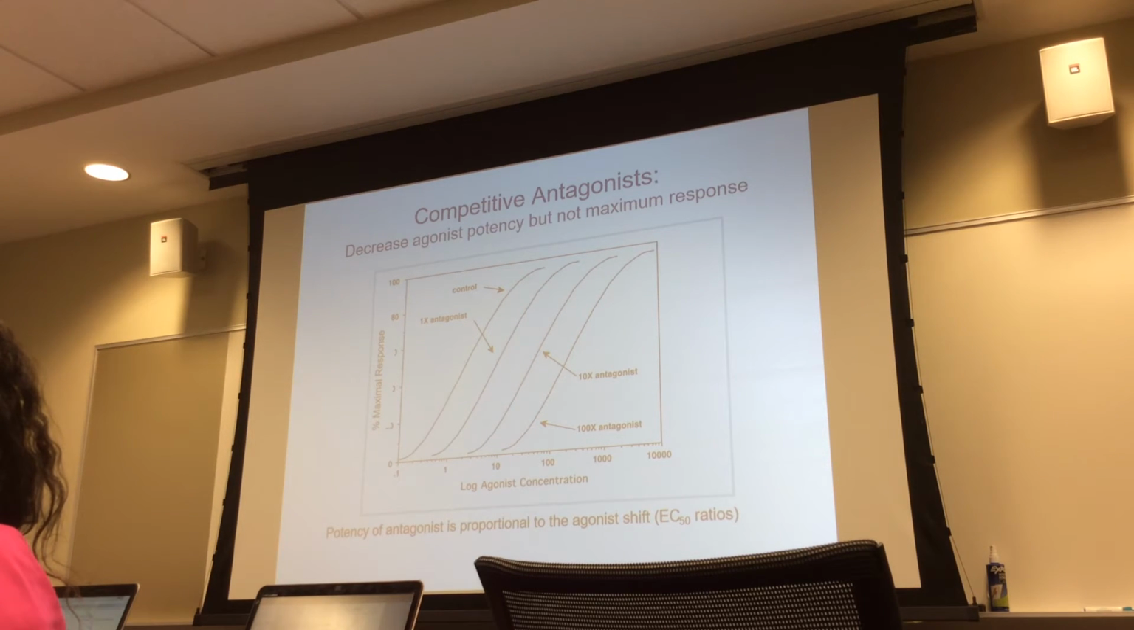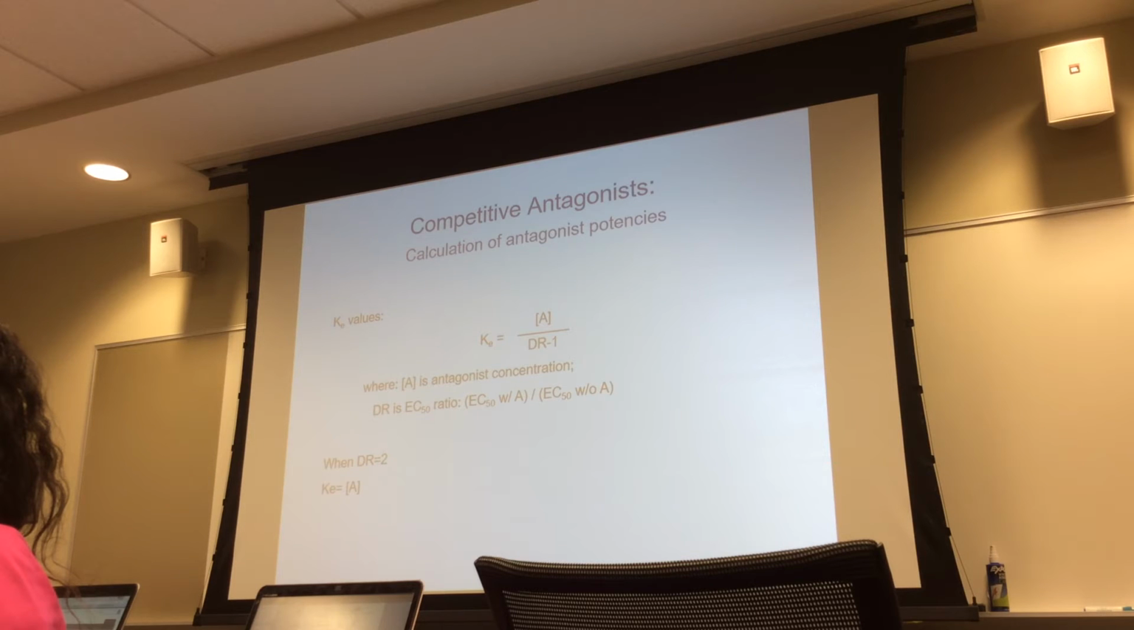The potency of the antagonist in this case is proportional to the shift in the effective concentration 50, and it's calculated by this equation. This equation needs to be known. If I need to calculate the potency of the antagonist, Ke, it's equal to the antagonist concentration I'm using divided by DR minus 1.